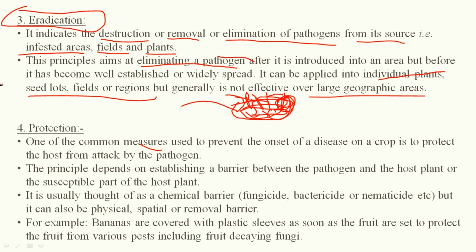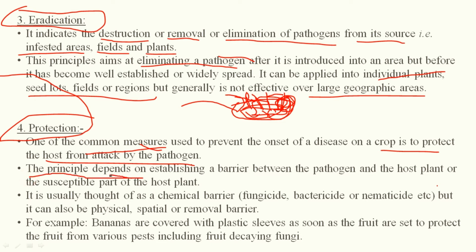Fourth one is protection. Okay, this one is the protection. This is a very common measure used to prevent the onset of a disease on a crop, to protect the host from attack by the pathogen. So what does the principle tell here? This principle depends on establishing a barrier between the pathogen and the host plant or the susceptible part of the host plant.